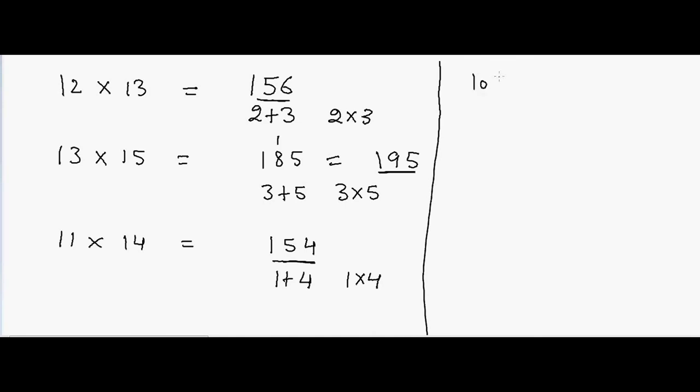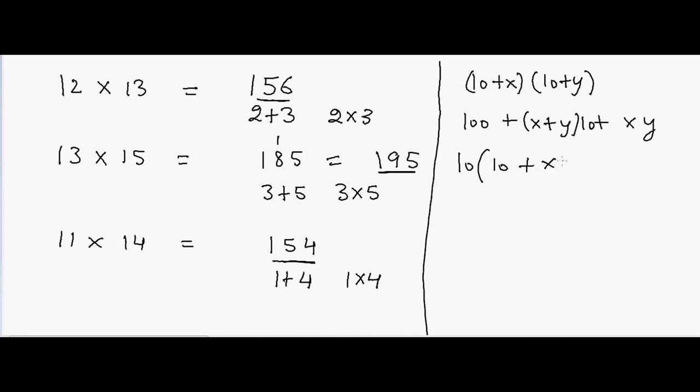So if we have 10 plus x and then 10 plus y, we are taking 10 as a base, and these numbers are close to 10. In that case, if we solve this, it will be equal to 100 plus 10x plus 10y plus xy. So this is equal to 10 times (10 plus x plus y) plus xy.